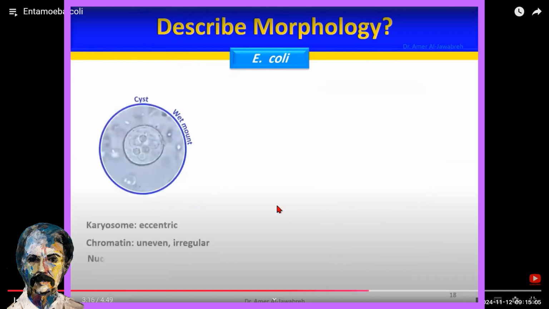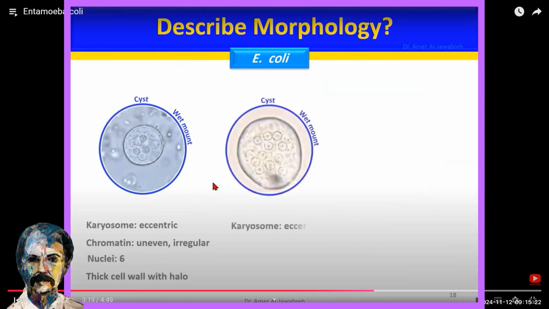This is wet mount. Have a look. 1, 2, 3, 4, 5. Maybe this is 6 also. Chromatin uneven. Much chromatin here, too much chromatin here, and little here. Karyosome, this is centric. Sometimes it's eccentric also. This is supernucleate. Many nuclei. Look, let's count them. 1, 2, 3, 4, 5, 6, 7, 8, 9, 10, 11, 12, 13, like this.